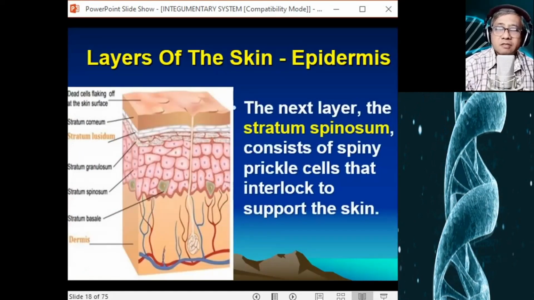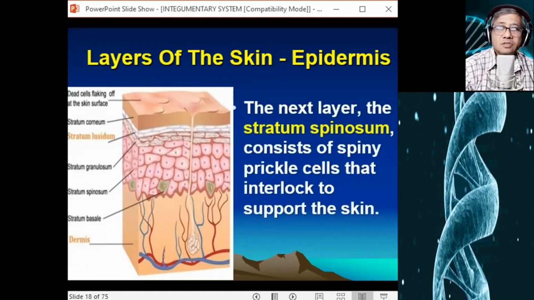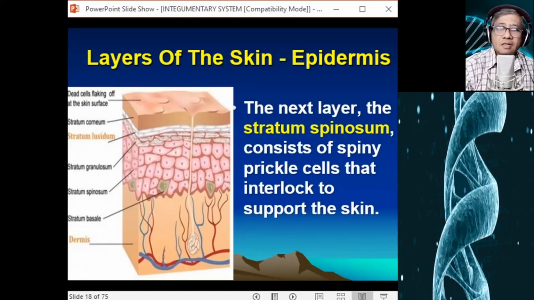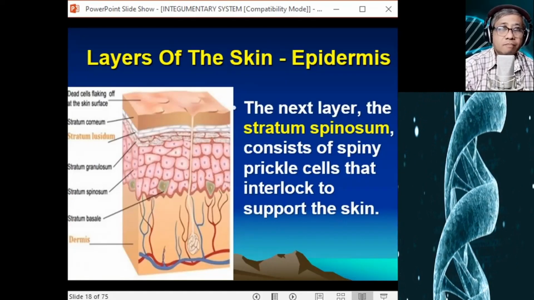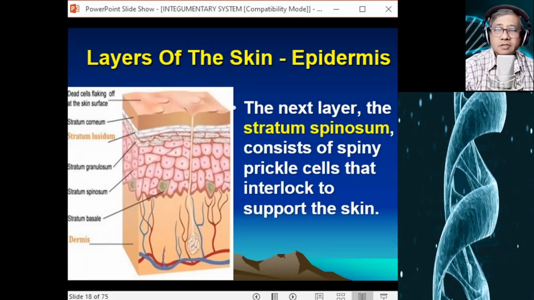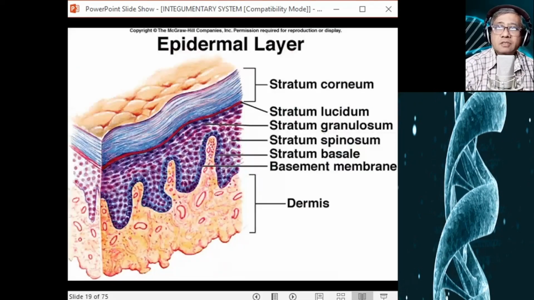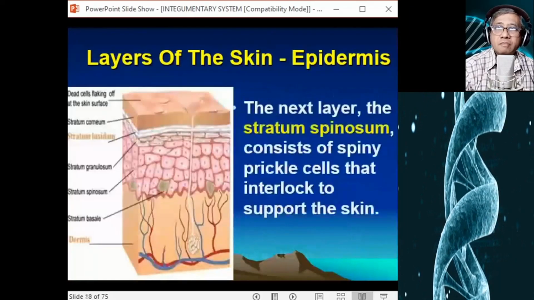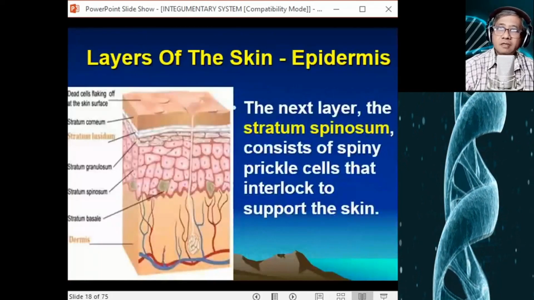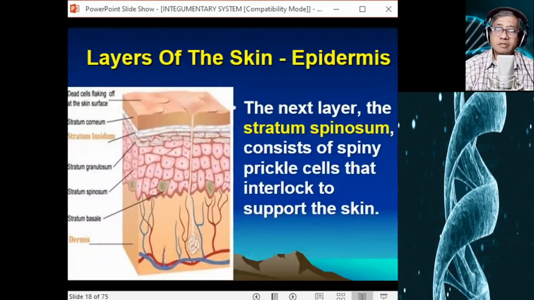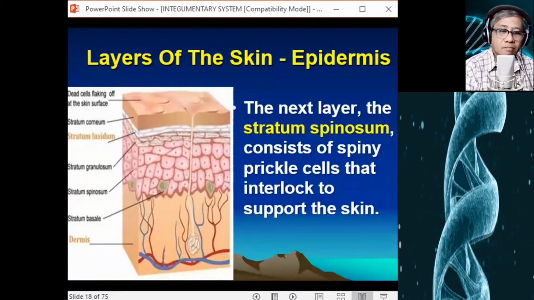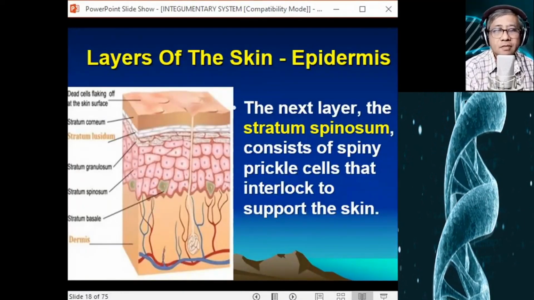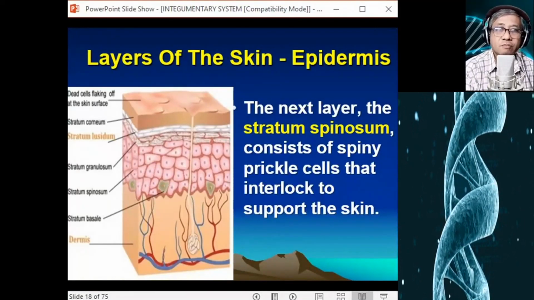Okay, that's the next layer, the stratum spinosum, which is made up of spiny prickle cells that interlock to provide additional support to the skin. Okay, so that's the stratum spinosum layer. Alright, now baka magtaka kayo bakit nagiging spiny or prickle shape yung cells. Now, like what I mentioned earlier, as these older cells are pushed upwards, they lose some of their cytoplasm.